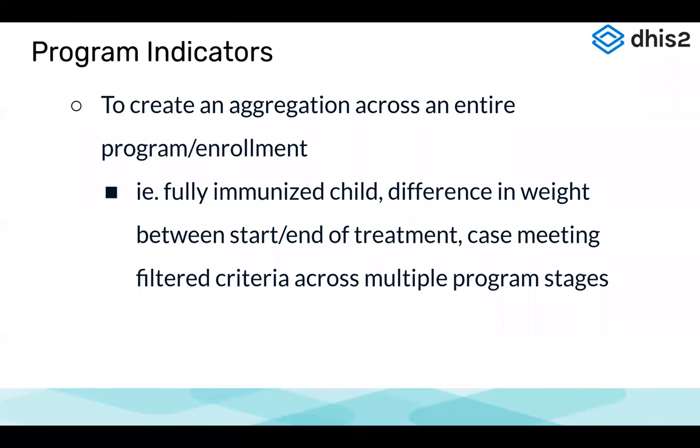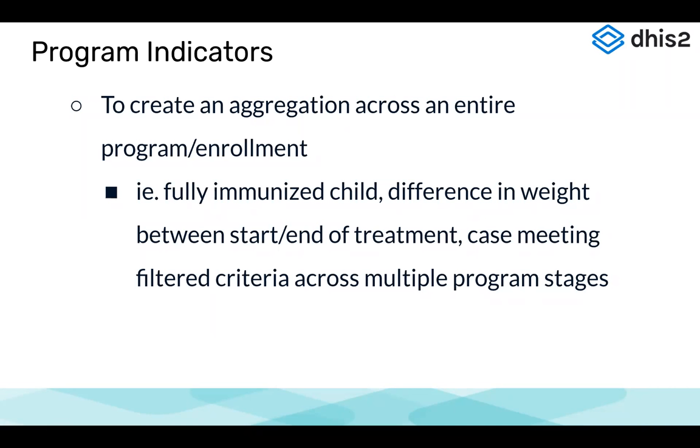And I got a bit into this earlier, but as well, you can create an aggregation across an entire program or enrollment. And this might be how you use program indicators to do routine reports. So for example, you might have a program indicator for how many children in the child immunization program have been fully immunized. And so you can look across the child's entire record or their entire enrollment and see if they have all of the required immunizations. As described earlier, you can also create aggregations to see how many individuals had a positive difference in weight between the start and end of treatment.